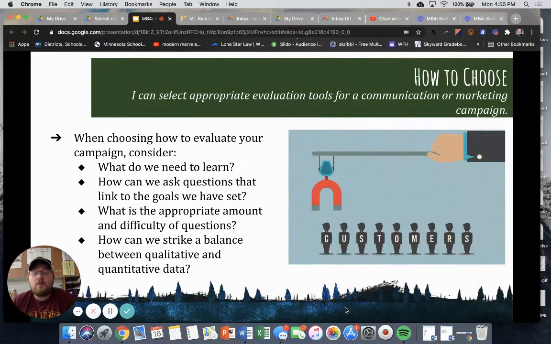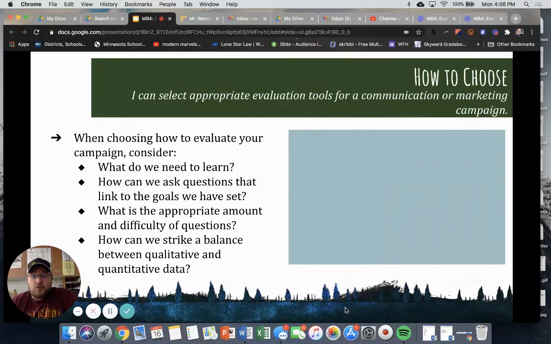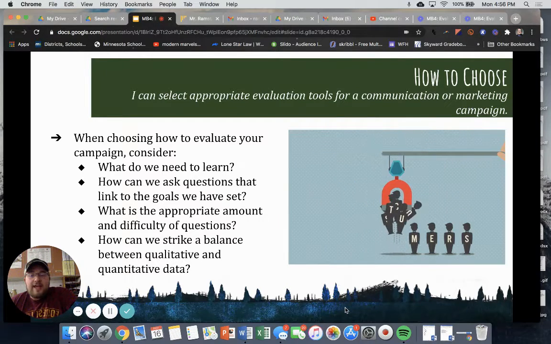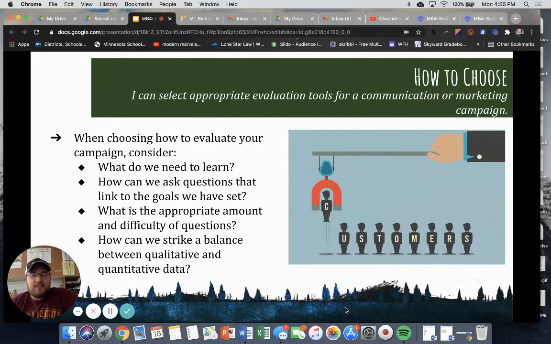So the appropriate amount and difficulty of questions: don't have 30 short answer questions either. That's no fun. And lastly, how can we strike a balance between qualitative and quantitative data? You don't just want to get quantitative data. You don't just want to get qualitative data.